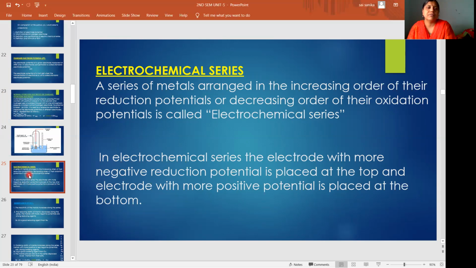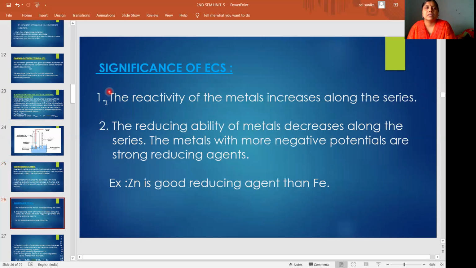Next we'll see the significance of this series. What is the significance? Significance means importance. First point, the reactivity of the metals increases along the series. Second, the reducing ability of metals decreases along the series. The metals with more negative potentials are strong reducing agents. That means metals having more negative potential act as strong reducing agents because they undergo oxidation easily. For example, zinc is a better reducing agent than iron because it undergoes oxidation more easily.